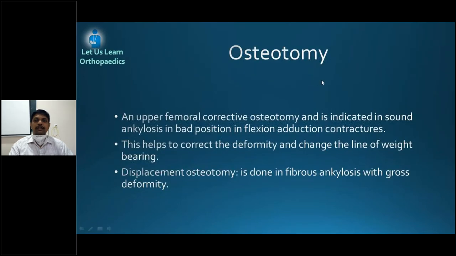Osteotomy is done in advanced disease. Upper corrective femoral osteotomy is indicated in sound ankylosis in a bad position, flexion, adduction. So if the limb is in an abnormal attitude of flexion, adduction, external rotation, or abduction, then you have to do a corrective osteotomy on the femoral side. It helps to correct the deformity and makes the limb straight. Displacement osteotomy is done in fibrous ankylosis with gross unsound deformity.